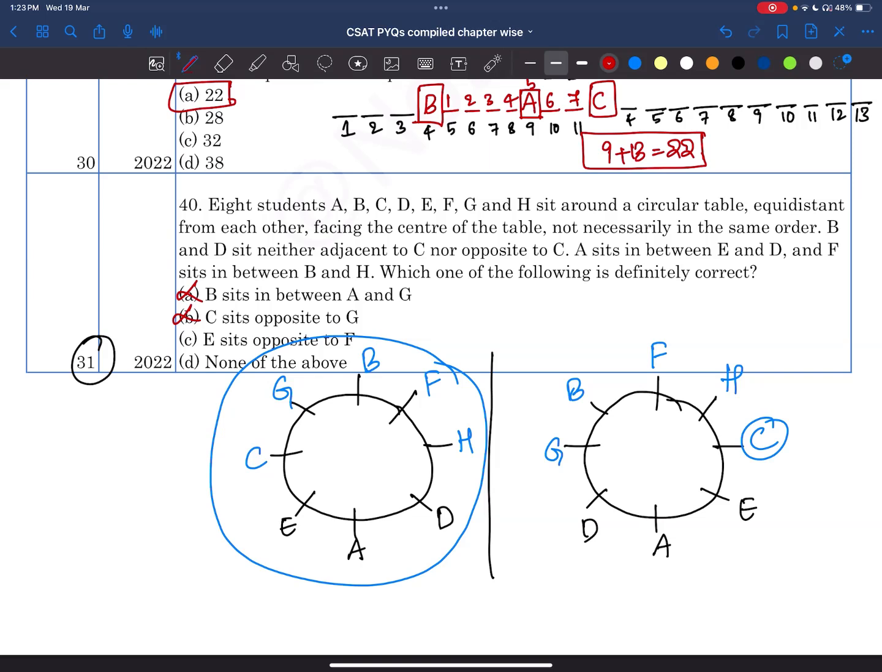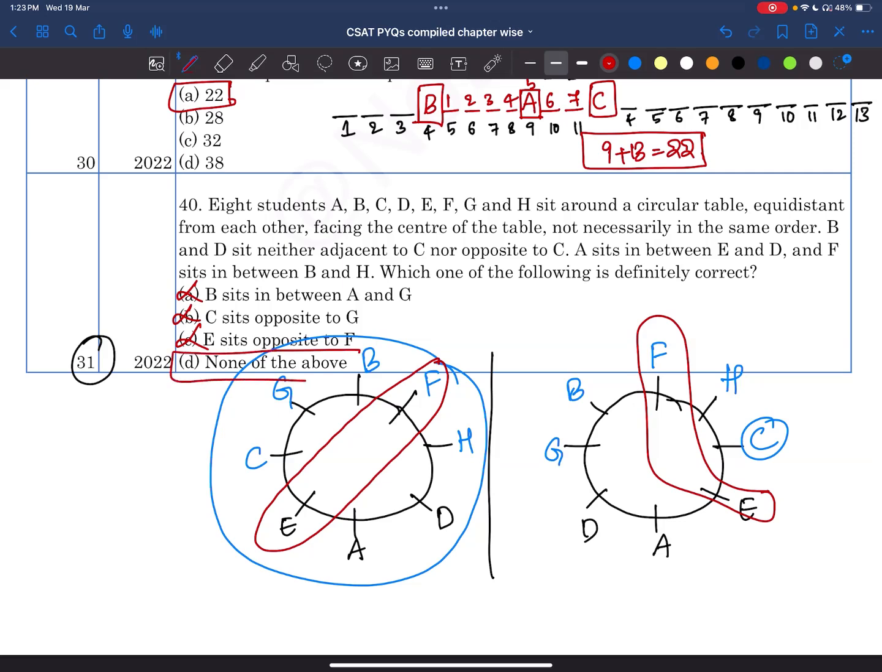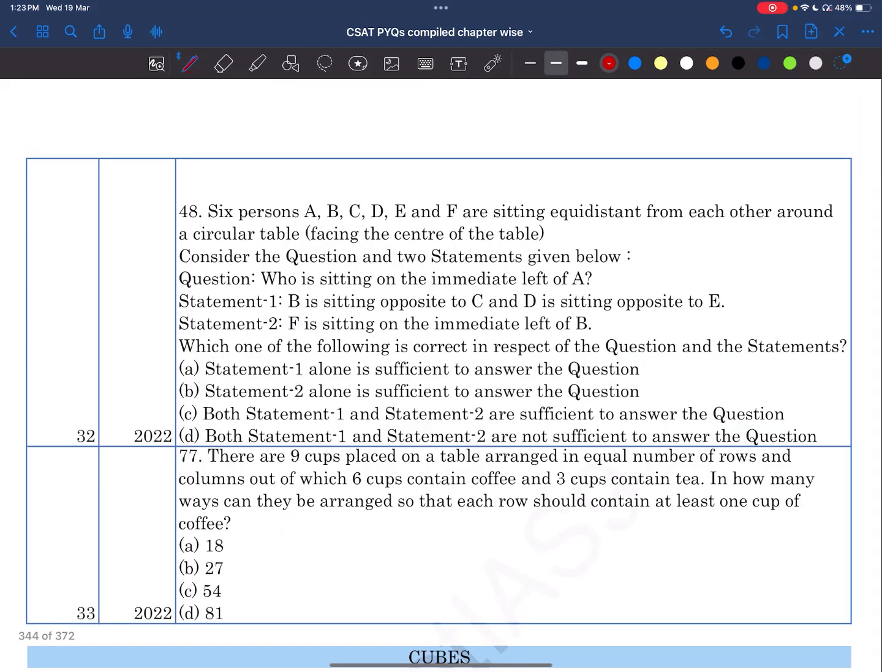E sits opposite to F. See here, in this diagram, E is sitting opposite to F. But in this diagram, E is not opposite to F, right? Even this is wrong. So what is the answer? None of the above. Let's go to the next question.